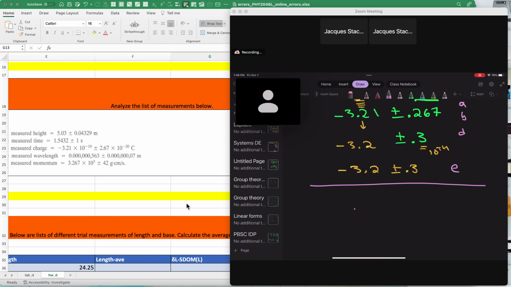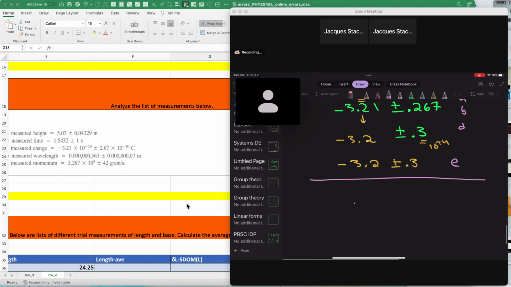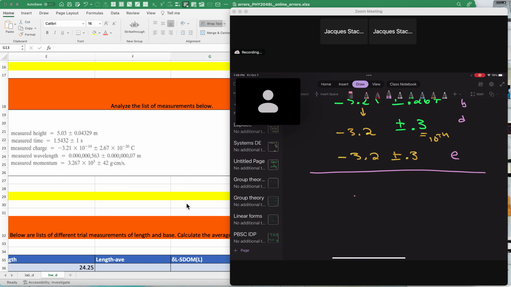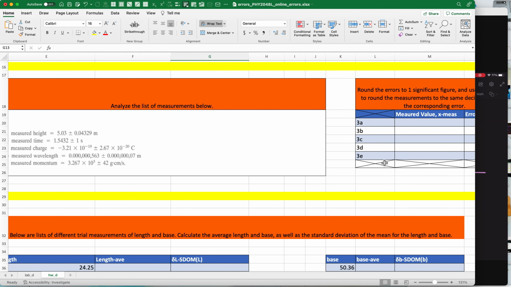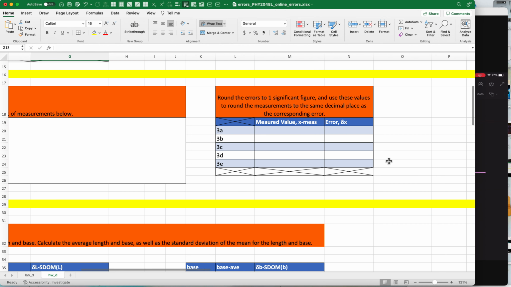Alright, so now let's go back to this problem. So here we also have to put back the powers of 10. So we're going to write minus 3.2 times 10 to the minus 19, and then plus or minus 0.3 times 10 to the minus 19. And this is what we're going to enter into the Excel file. So let's see how to do that. So go ahead into 3C.